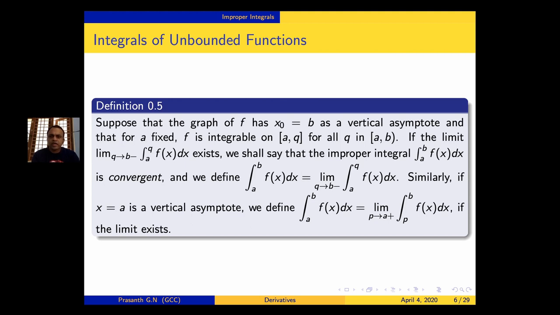If the limit as q tends to b minus of the integral from a to q of f of x dx exists, we shall say that the improper integral, the integral from a to b of f of x dx, is convergent. And we define the integral from a to b of f of x dx as the limit as q tends to b minus of the integral from a to q of f of x dx. I hope you got it. Similarly, if x equal to a is a vertical asymptote, we define the integral from a to b of f of x dx as the limit as p tends to a plus of the integral from p to b of f of x dx, provided the limit exists.